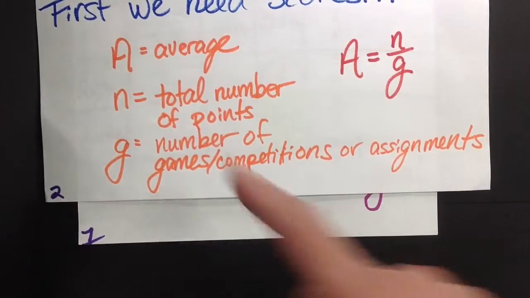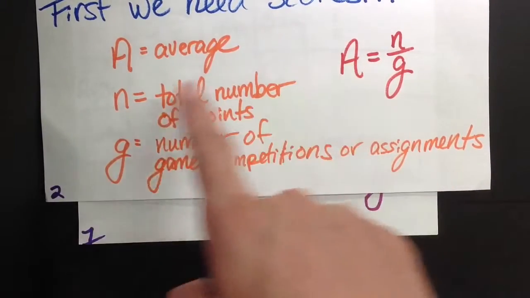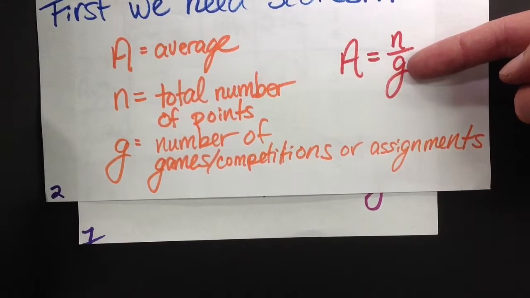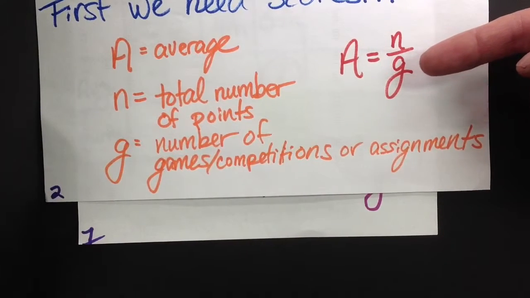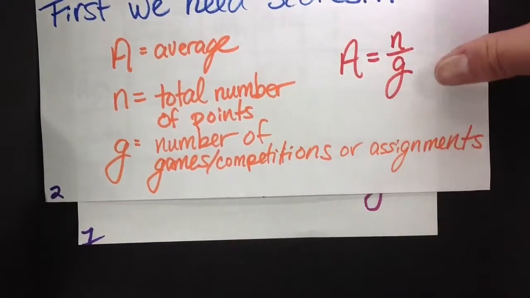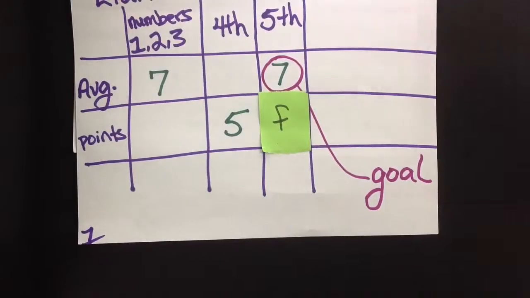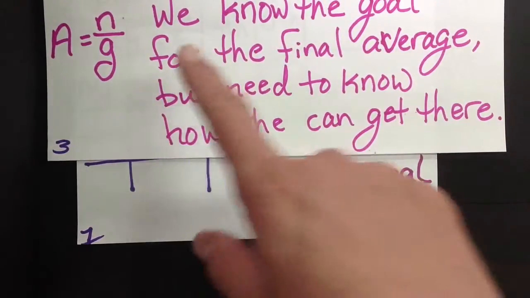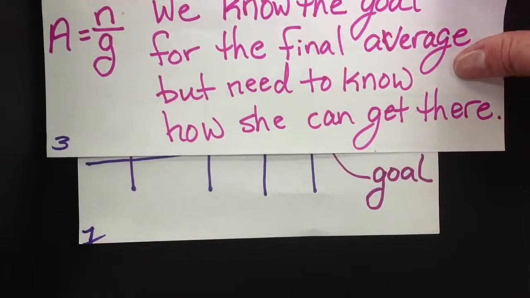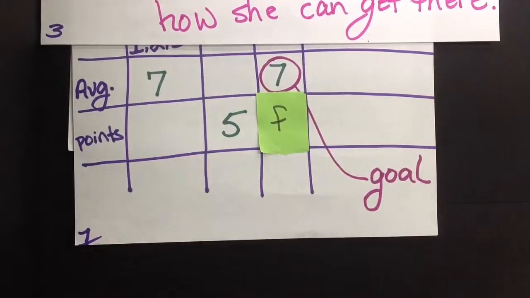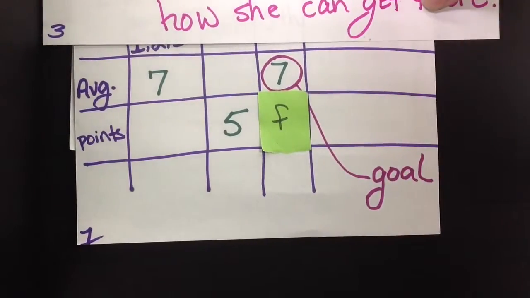To do that, we can take A as average, the number of points right here, and divide it by the number of games, competitions, or assignments if we're doing that kind of a word problem. So we move to step 3. We know the goal for the final average, but we need to know how she can get there. So we're going to go a few more steps.